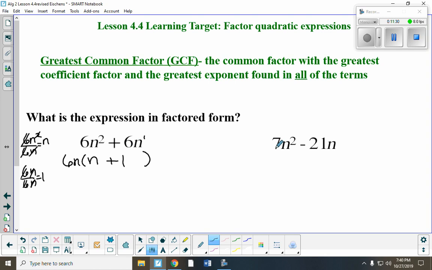Now if we look at this next problem, what is the greatest common factor of 7 and 21? It's the greatest common factor that they both share. Well, that would be 7. So we can factor out a 7, and we can factor an n out of each. So 7 divided by 7 is 1, and then n squared divided by n is n, minus 21 divided by 7 is 3, and if you take the n out, that's gone. So it would be 7n times n minus 3, and you can distribute that back in, and it would equal the same thing that you started with.